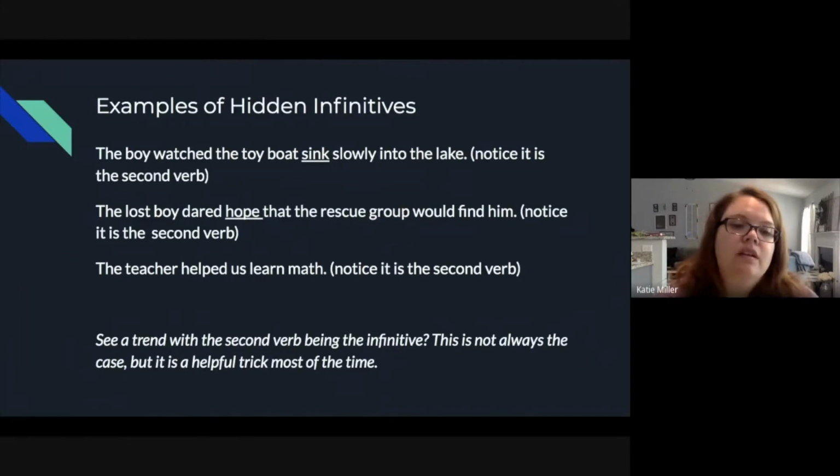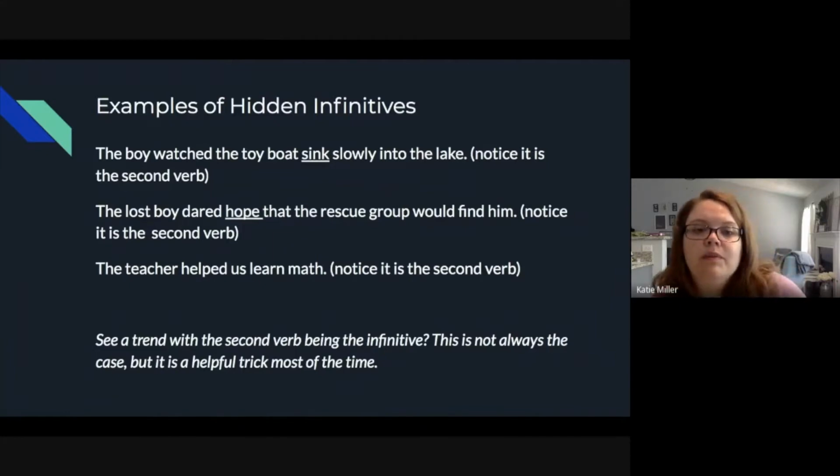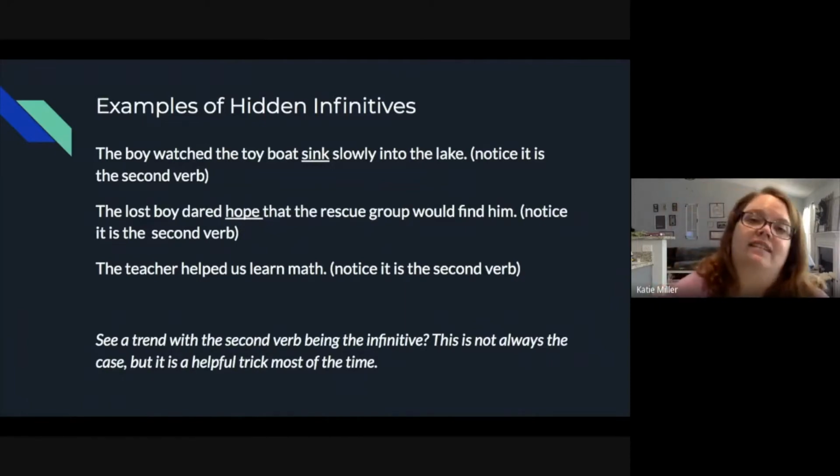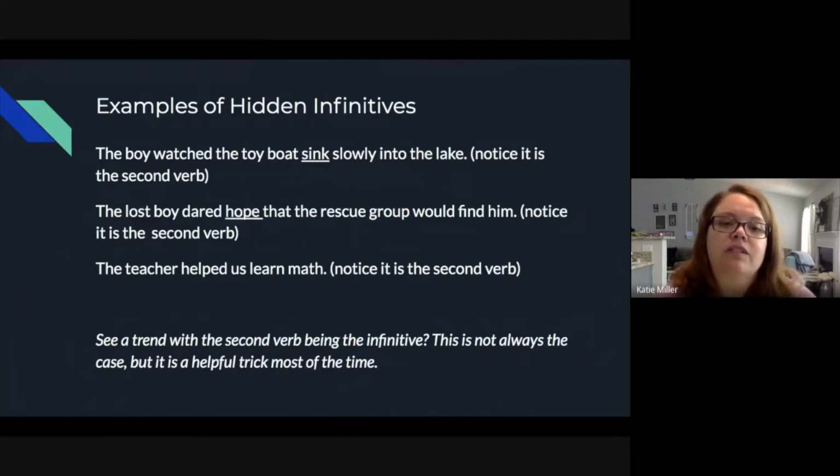Let's look at the second one. The lost boy dared hope that the rescue group would find him. Again, notice it's the second verb here. The lost boy dared. Dared is the main verb. It can't be the infinitive if it's the main verb. Hope is the infinitive. It's hidden because there's no to. It would sound silly if we said the lost boy dared to hope that the rescue group would find him, right? We're not Shakespeare. We're not going to throw in extra words. So the lost boy dared hope, right? Hope, the second verb, the hidden infinitive.